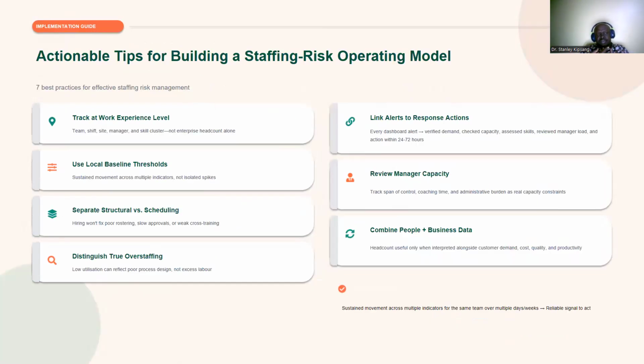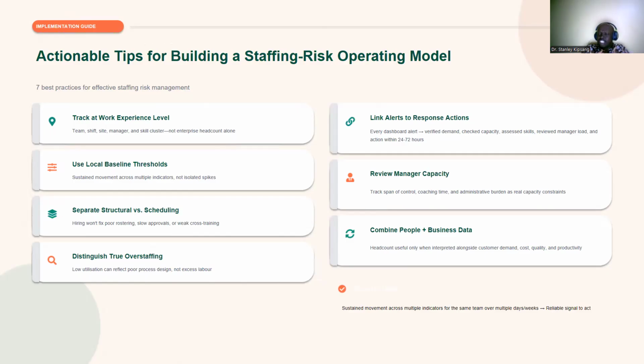So, what are some of the actionable steps to building a staffing risk operating model? One is that you need to track work experience level. You must be able to use local baseline thresholds. The other thing that you need to do is to separate structural versus scheduling issues. Hiring won't fix poor scheduling. So you need to be sure who are the people that you want to hire, or how many people you have. How many people might you need in the next 2 or 3 years? Where are you going to get them? Do you have the requisite resources to meet the demand for manpower?